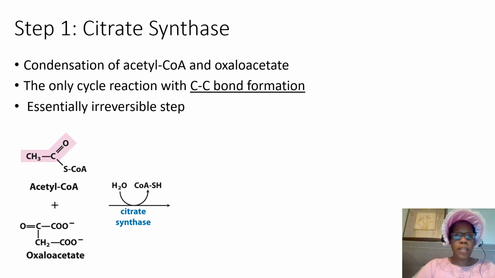The first step in the citric acid cycle is the condensation of acetyl-CoA and oxaloacetate. It utilizes the enzyme I'll highlight here, citrate synthase. That's easy to remember because we're synthesizing citrate, which is a 6-carbon molecule, from this 2-carbon molecule of acetyl-CoA, which is derived from pyruvate that comes off of glycolysis, and then the 4-carbon molecule oxaloacetate, which is our end product in the citric acid cycle.